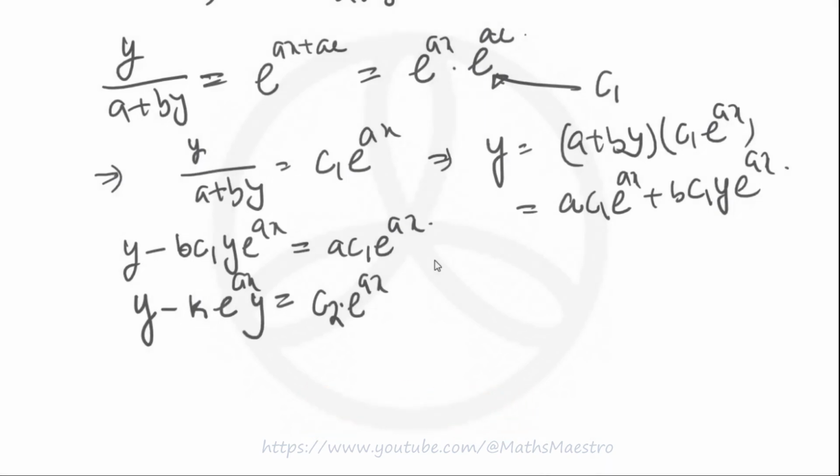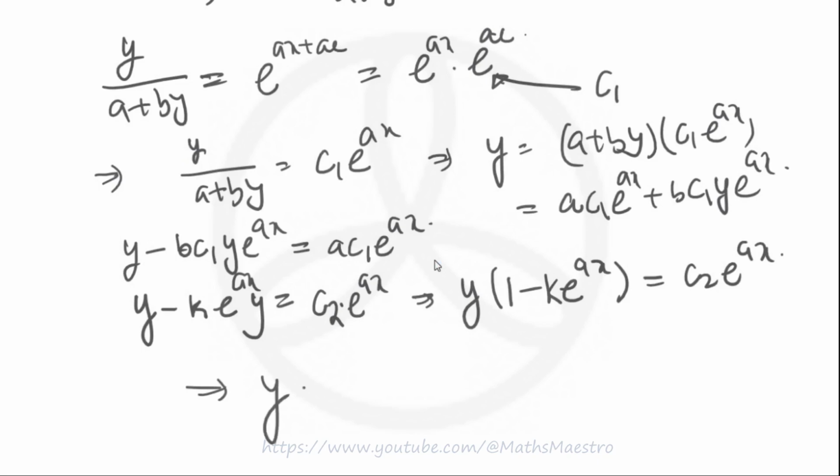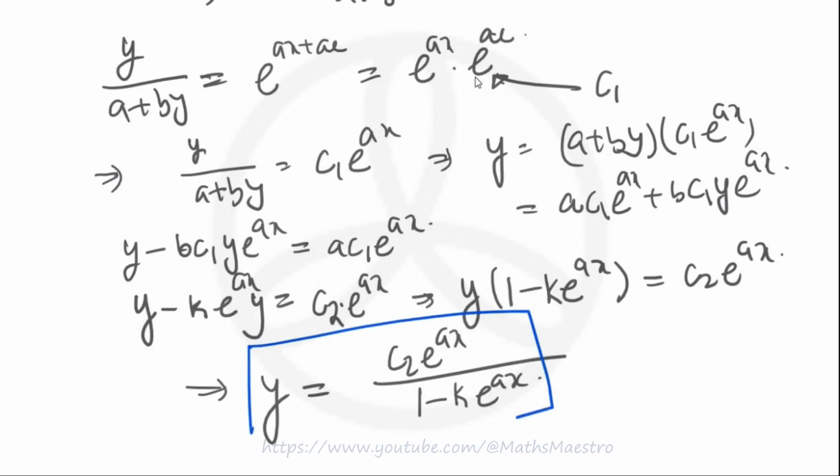Then our case becomes y is equal to 1 minus k e to the power ax, which is equal to c2 e to the power ax. This will give us y is equal to c2 e to the power ax divided by 1 minus k e to the power ax. And this will be the solution of the given problem.